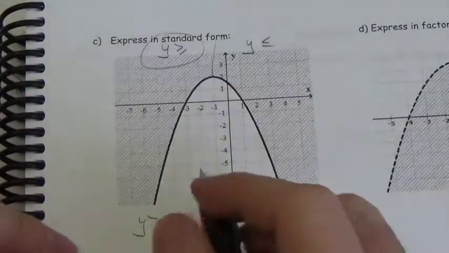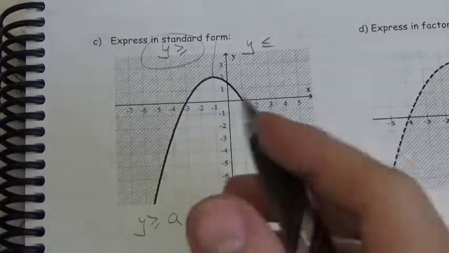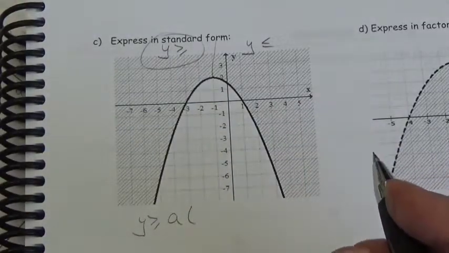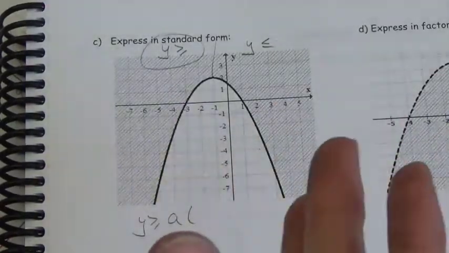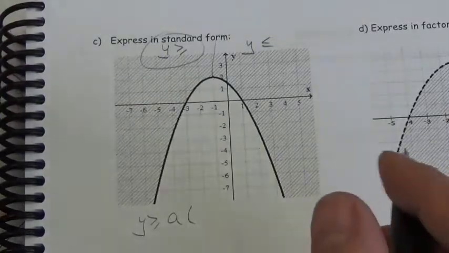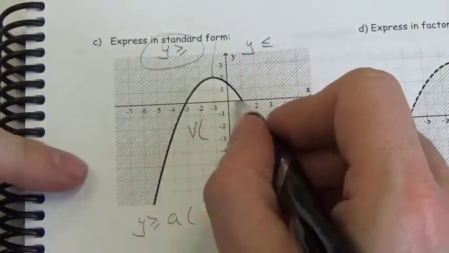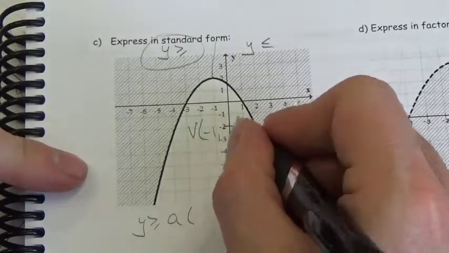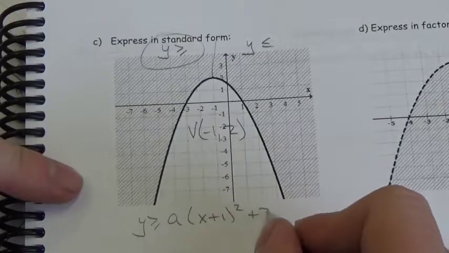And like I said, I'm going to start this in vertex form, because I have to put it in standard form, which involves expanding, but that's a hard one to go directly to. So I've either got to go through vertex or through factored form, and this is just as easy. So my vertex here is the point -1, 2. So it'll be x plus 1 squared plus 2.